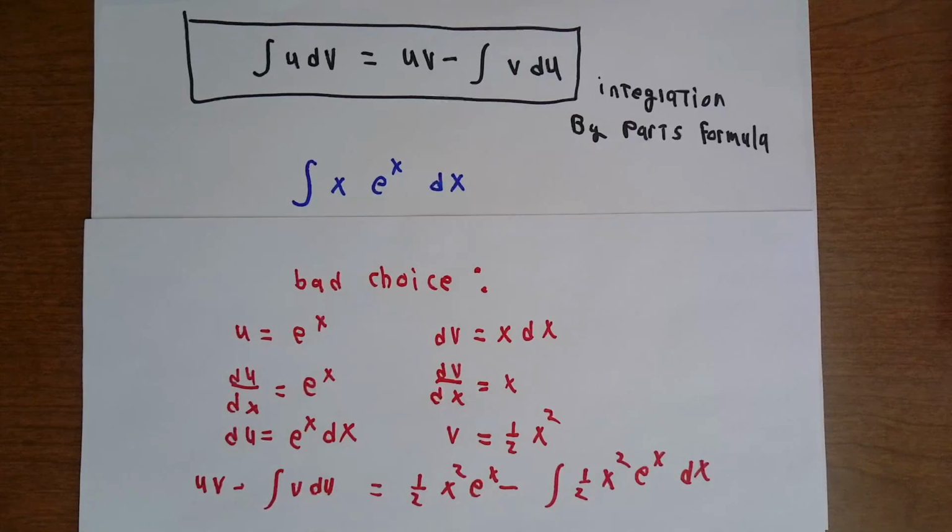This statement is true. This last thing that I wrote down is equal to the integral of x e to the x dx, but it didn't go the way I was hoping. The integral that I have left to deal with here is actually more complicated than the thing that I started with. I don't know an antiderivative for x squared e to the x. This is why this is a bad choice.